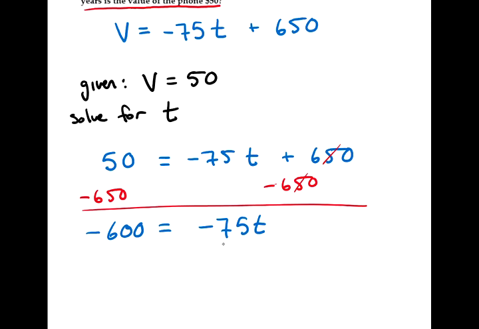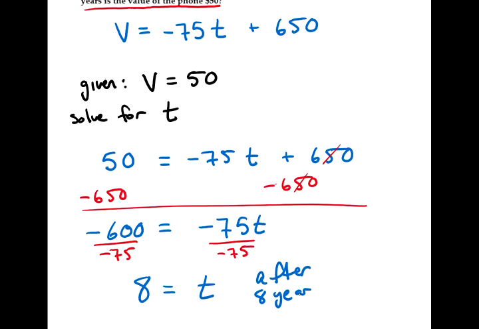And the last thing to do to solve for t, let's divide both sides. Oops, not negative 5, negative 75. Divide both sides by negative 75. On the right, the 75s cancel. We have t. And if we do 600 divided by 75, we will get positive 8. So we would say after 8 years, the value of the phone has dropped to $50.